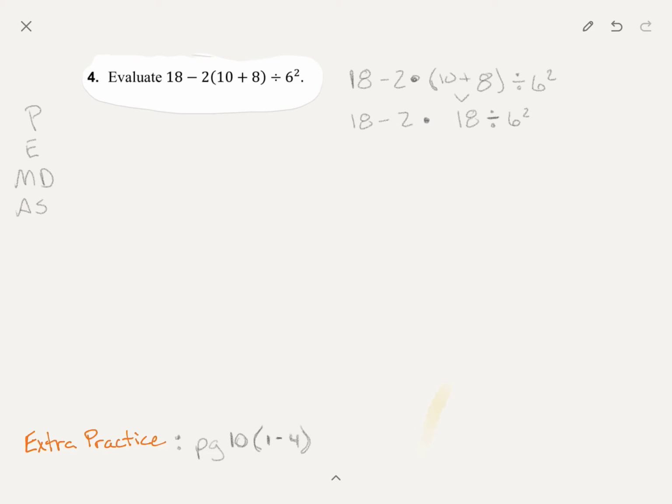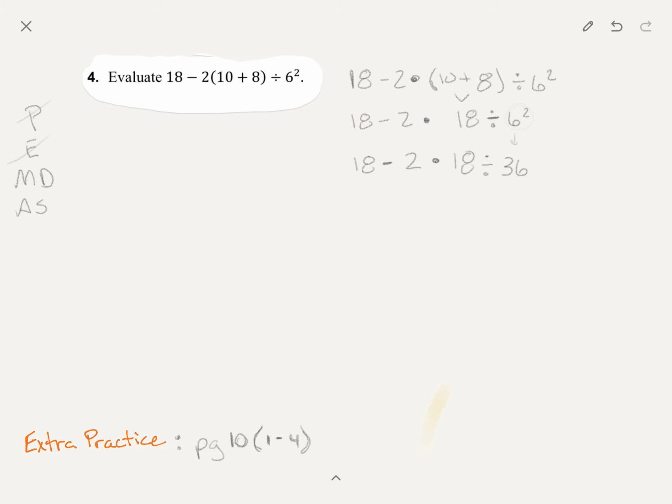Okay. So now I have 18 minus 2 times 18 divided by 6 to the second power. I have no more parentheses, so I'm done with that. Now I move on to exponents. I do have one exponent right here, so I need to work that out. 6 to the second power is 6 times 6, and that equals 36. So I'm going to figure that out, bring everything else down. So no more exponents, I can cross that out.